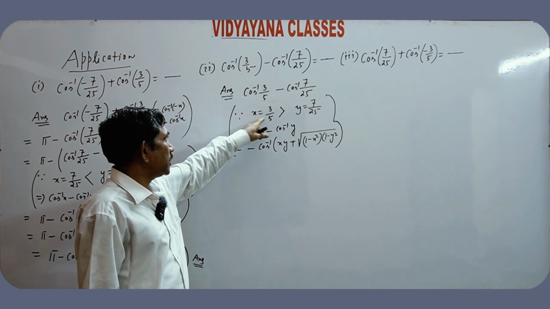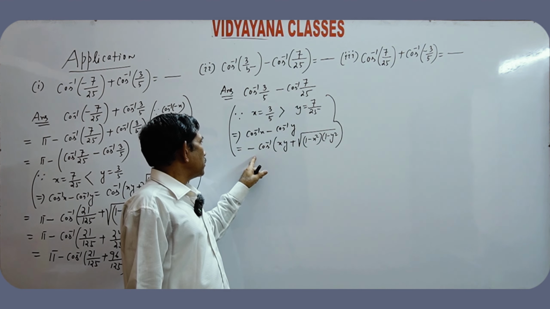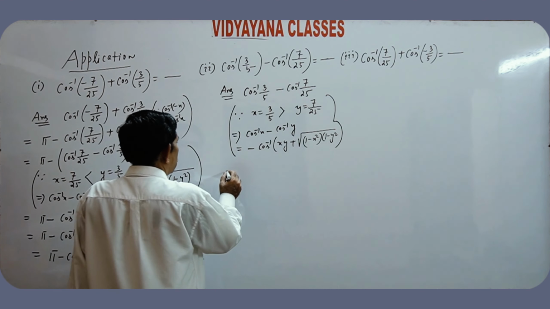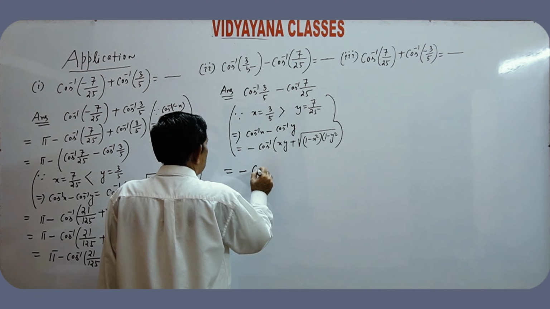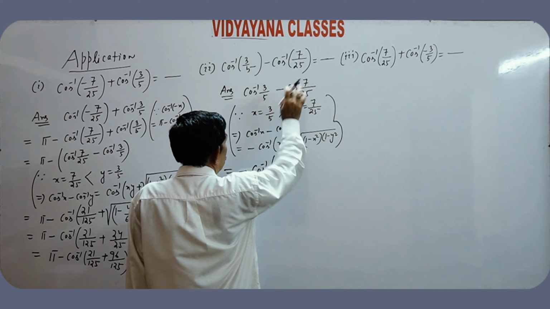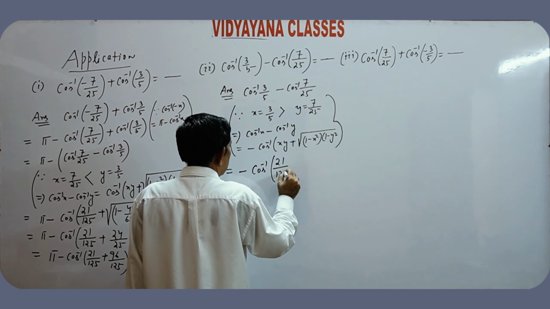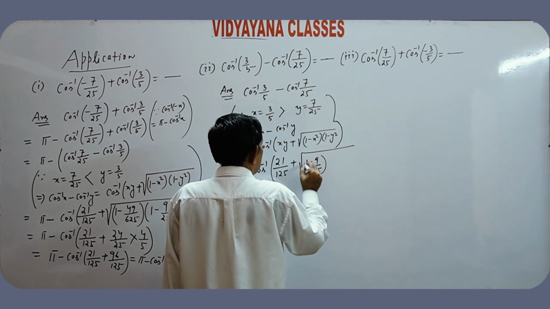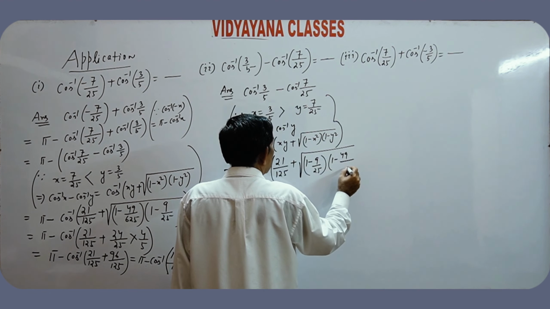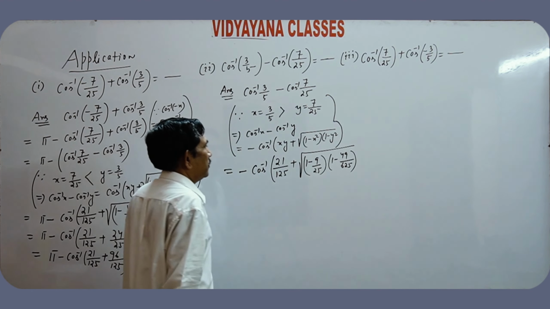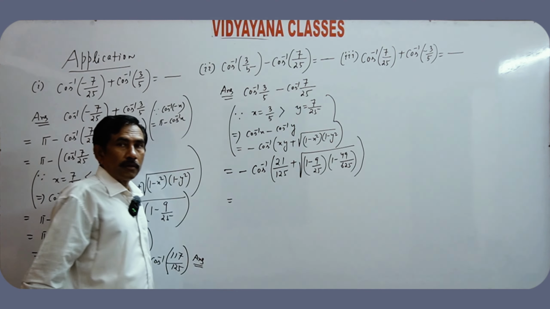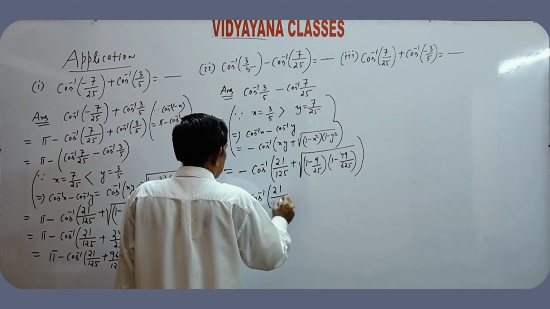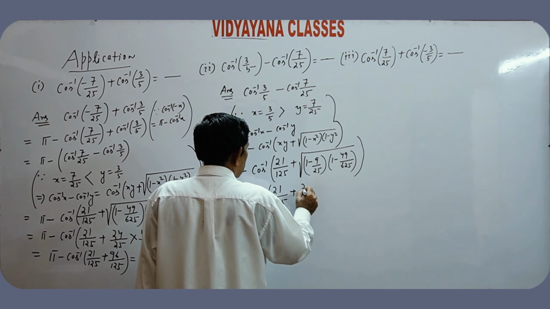By the third formula, since x is greater than y, we will use minus cos inverse of xy plus root of 1 minus x square into 1 minus y square, which is same as minus cos inverse of xy, that means 21 divided by 125 plus root of 1 minus 9 by 25 into 1 minus 49 divided by 625. Clear? Okay.